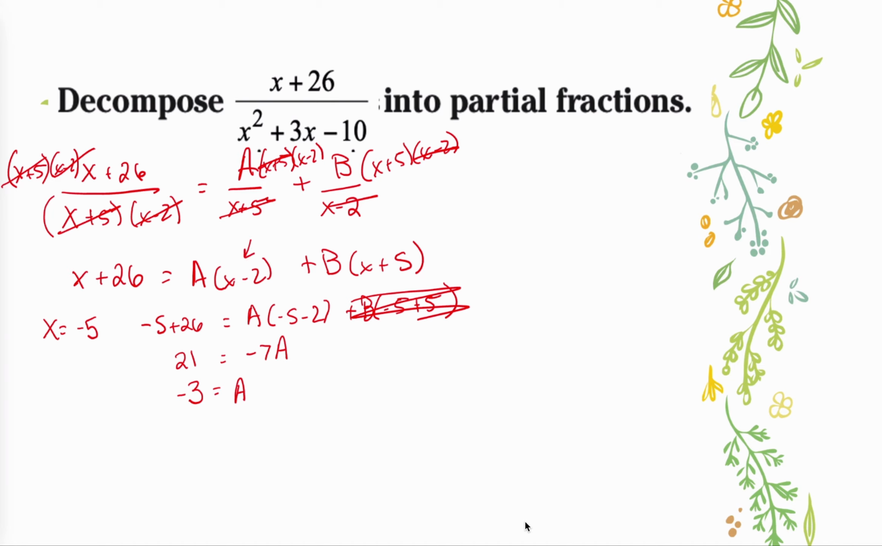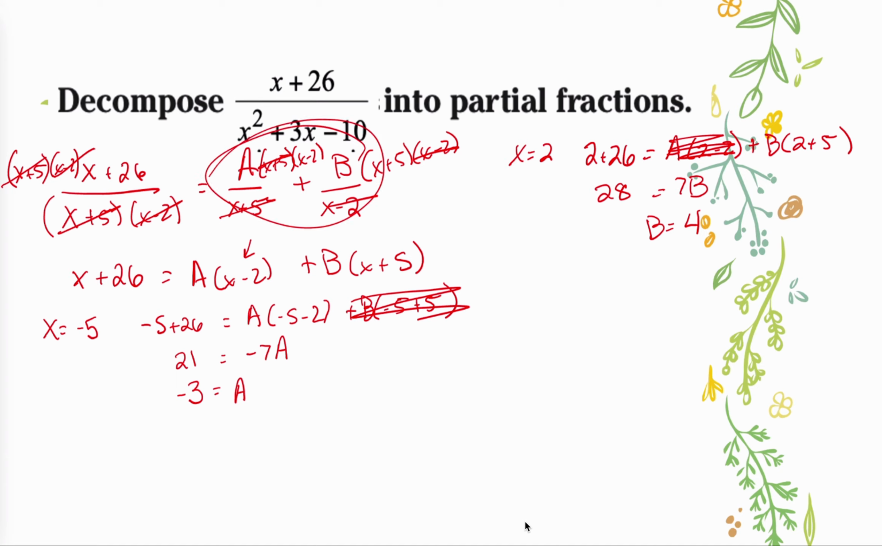Now we want the a to go away, so we're going to pick x equal to 2. So 2 + 26 = a(2 - 2) + b(2 + 5). That's going to be 28. That's going to be 0 and go away. It's going to be 7b, which means that b = 4. Plug these back into what we started out with: -3/(x + 5) + 4/(x - 2).